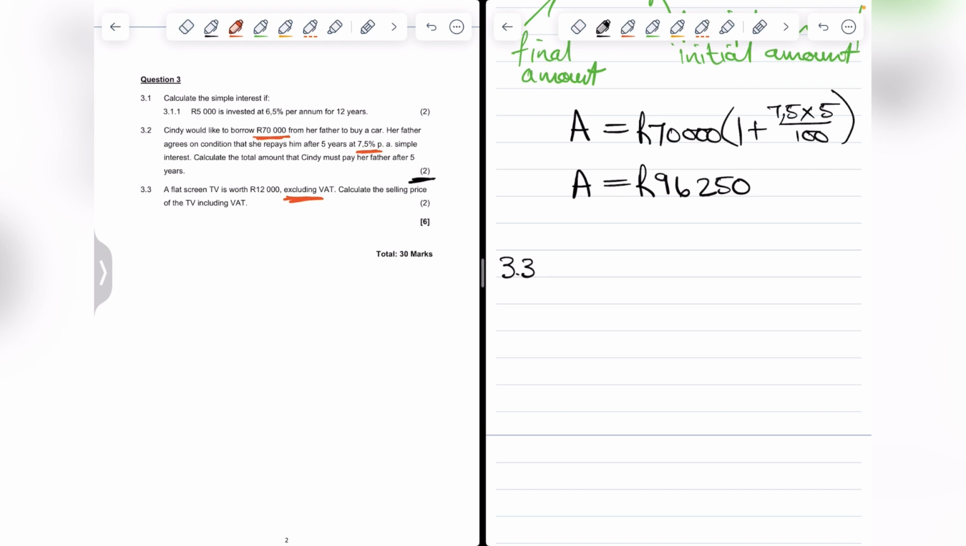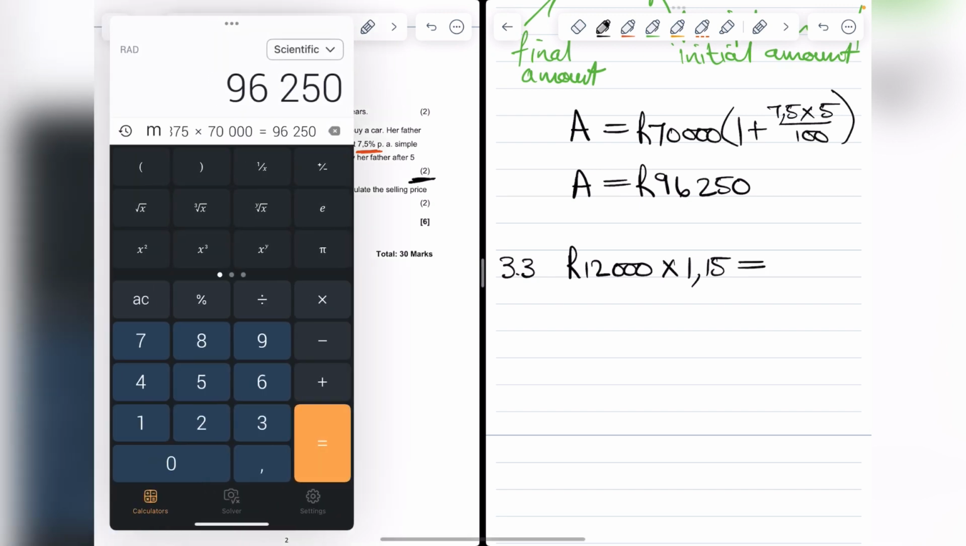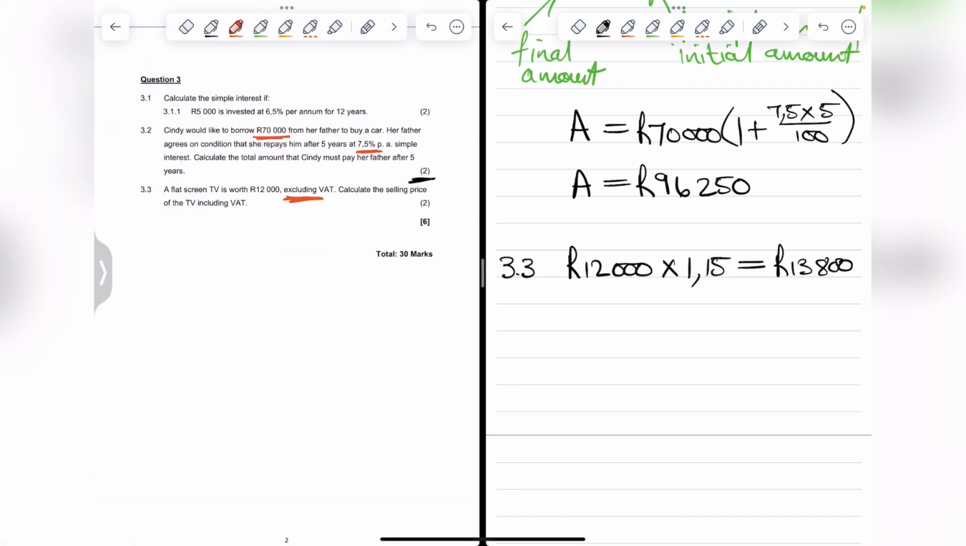So to add the VAT, we are simply going to take the price of the TV and multiply it by 1.15, because VAT currently in South Africa is 15%. And if I do that, I automatically add the VAT to 12,000 Rand. And I get an answer of 13,800 Rand, and I'm done. That is the price including VAT.